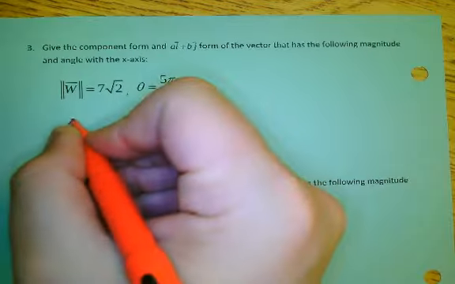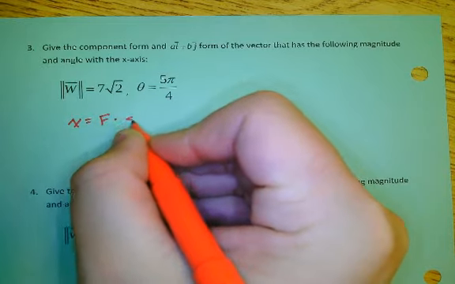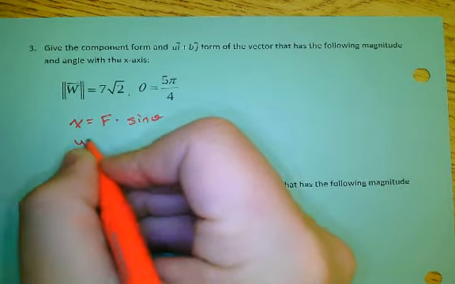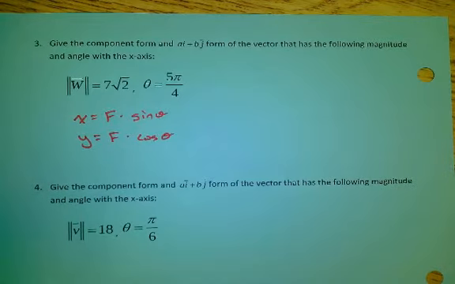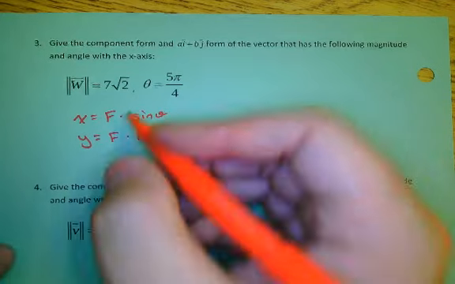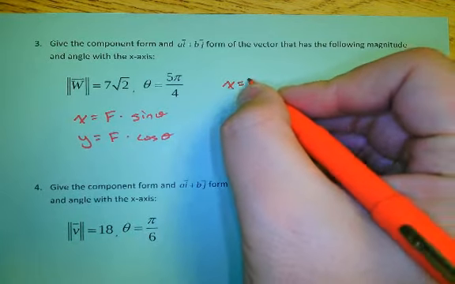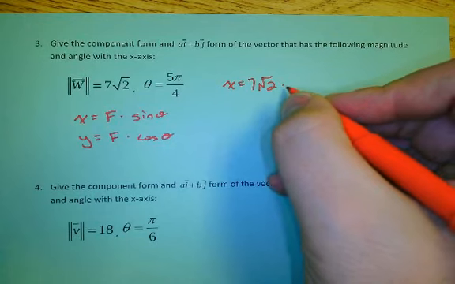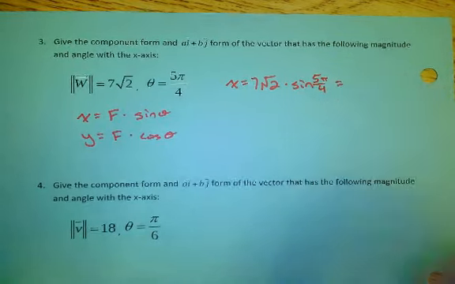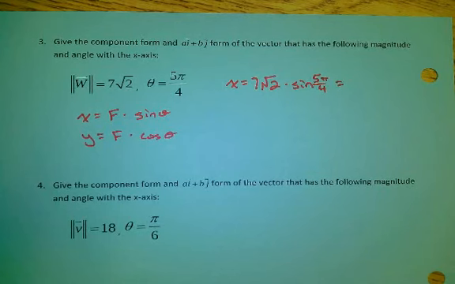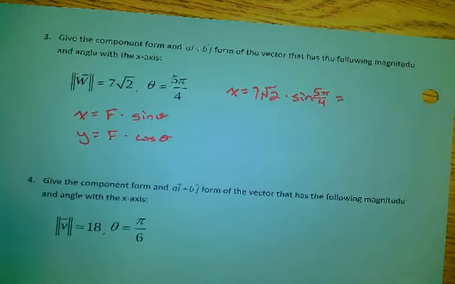Remember that formula I did with you where x equals force times sine theta, y equals force times cosine theta? That's all this is. So in this case, for x, the force is 7 root 2 times sine of 5 pi over 4. So what is that?